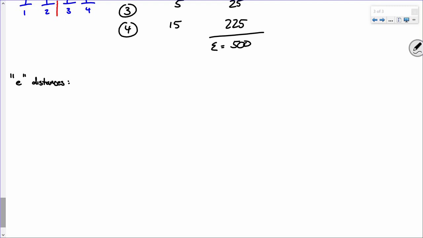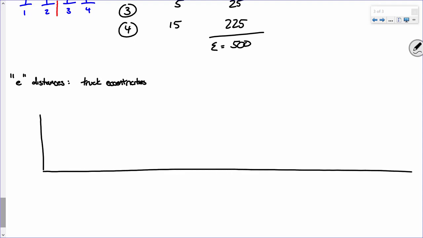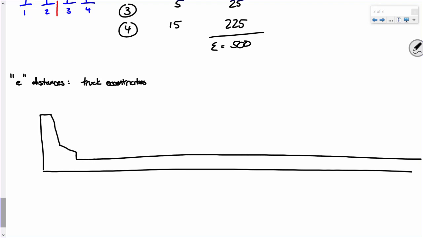Now, these E distances are basically the truck eccentricities. So what do I mean by that? Let's see. Bear with me, I'm going to do my best to be artistic. Okay, so here's this. All right, so what do we got?